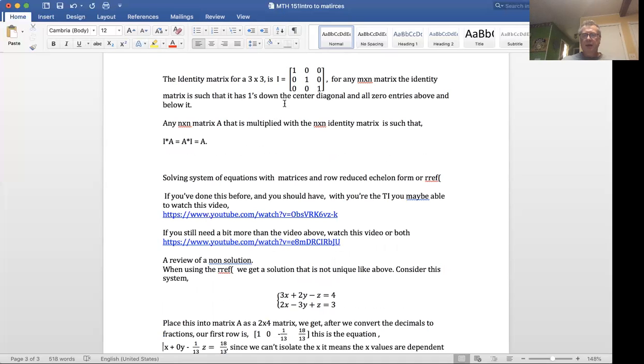Now, an identity matrix can only be a square matrix. It has to have the same number of rows and columns because the main diagonal here has to be all ones.